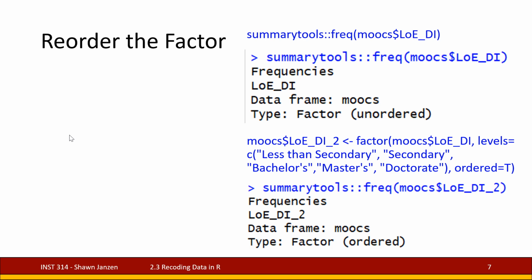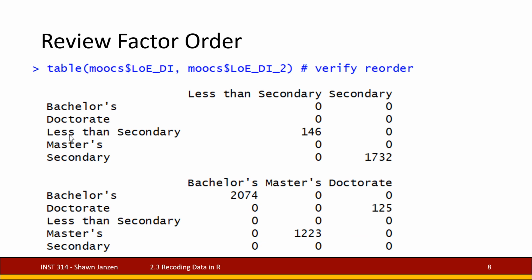And then if I run the summarytools freq, it tells me the type is factor with it being ordered. And I can check my recoding. Always, always, always check your recoding. Make sure you've done it properly. In this case, I'm using a table function, and I put in one variable, comma, the second variable. What that does is it makes what we call a bivariate table.